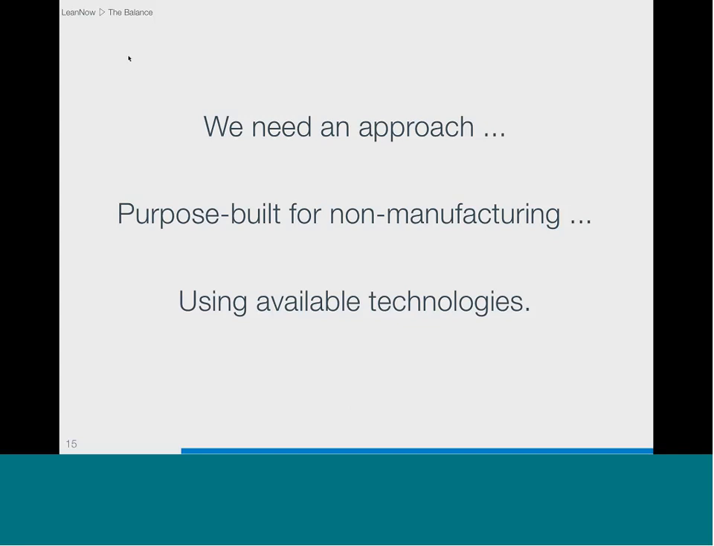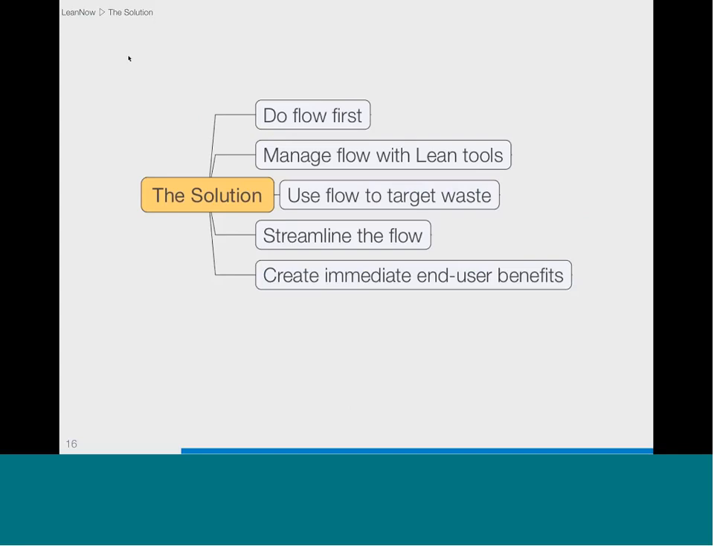The good thing is that because we don't have a lot of physical barriers to flow, we can get to flow a lot faster in non-manufacturing than we can in shop floor situations. So the solution that I've come up with is to do flow first. Instead of front loading the implementation with a lot of other things, I help the organization get right to flow as fast as they possibly can, and then manage that flow with Lean tools, which make it easier to visualize the flow and reduce the requirement for reorganizing the work area and co-locating the employees.